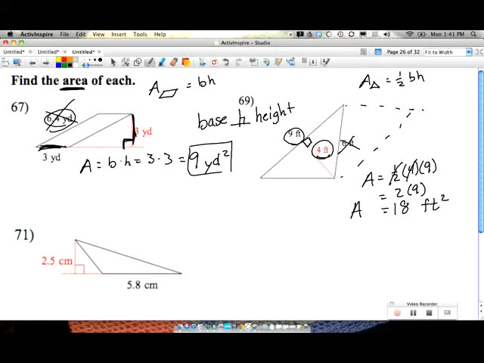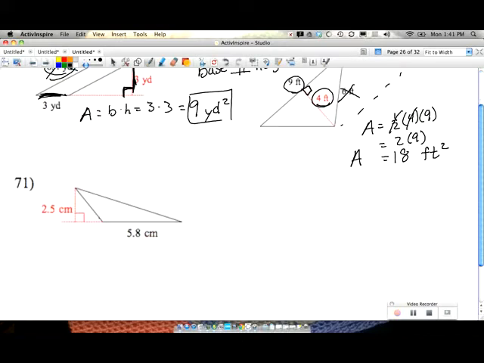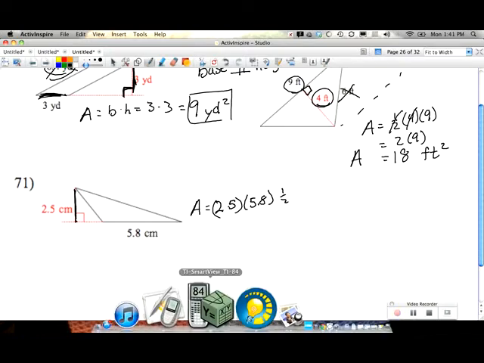This next one's a little confusing. A lot of people think of the height as this length here, but it's not. How do I know it's not? Because it's not perpendicular to the base. I need it to be perpendicular to the base, which this 2.5 is. So this area is equal to 2.5 times 5.8, but we've got to multiply that by 1/2 because it's a triangle. I'm going to pull out a calculator for this one.